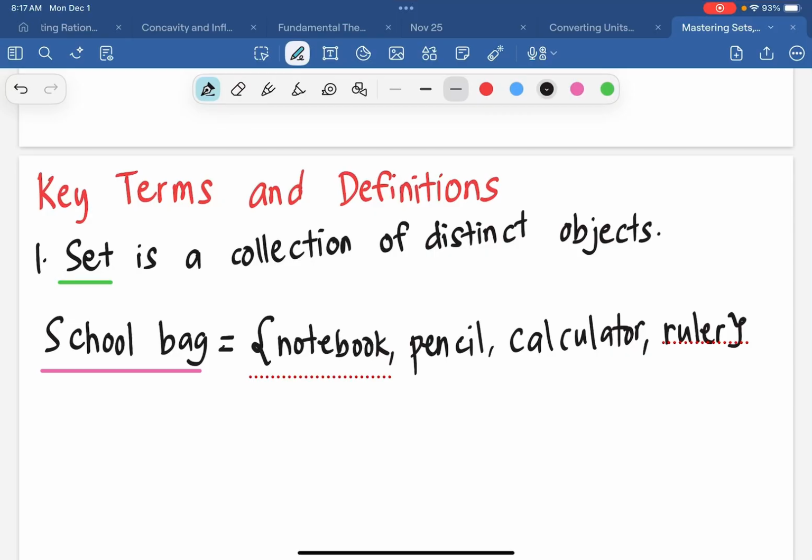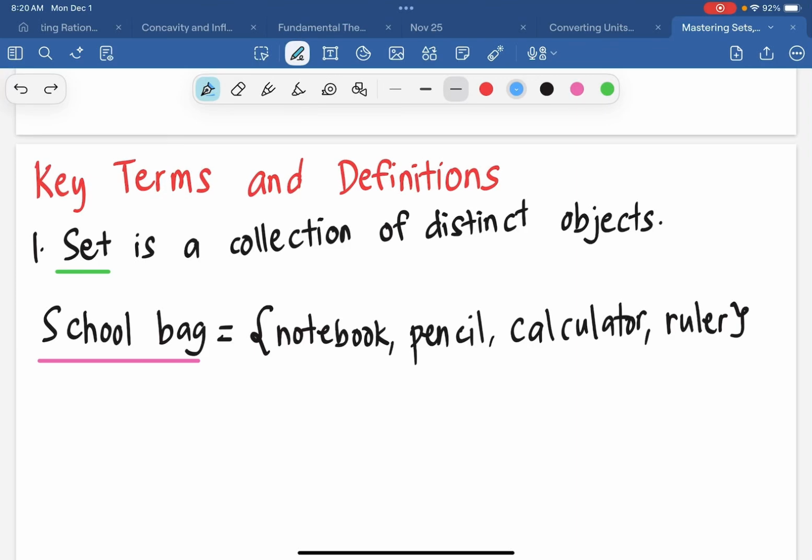Another example, your classmates in a classroom form a set. Each student is part of the group, but no one is listed twice. And we write a set using open and close braces.